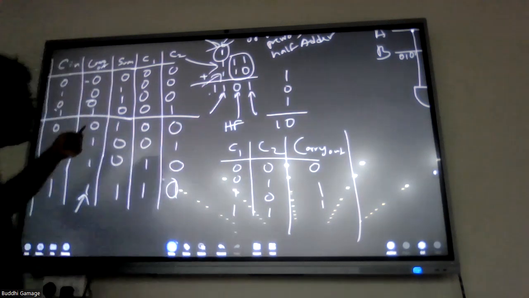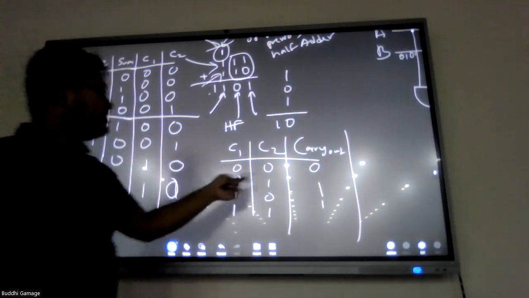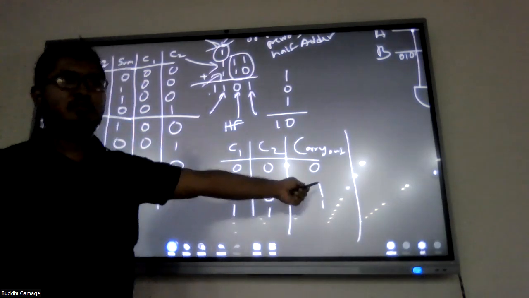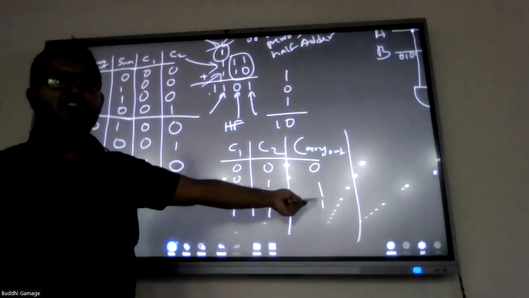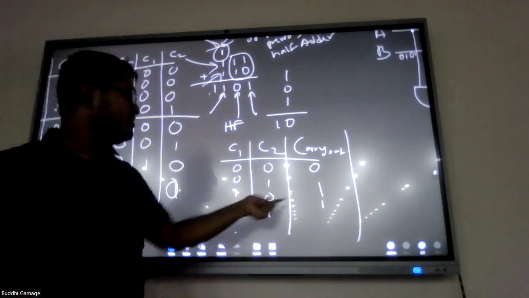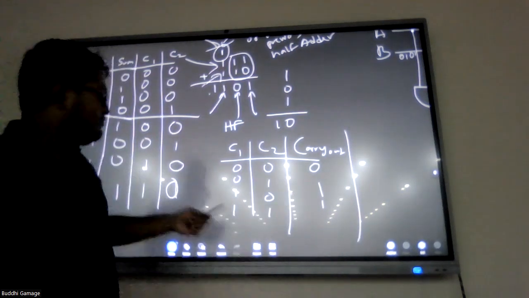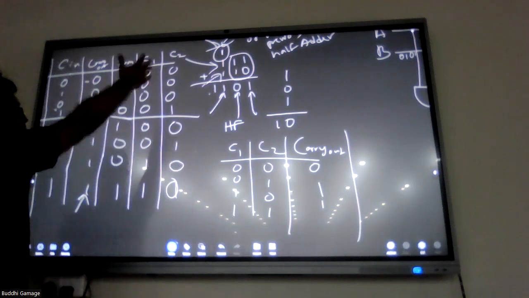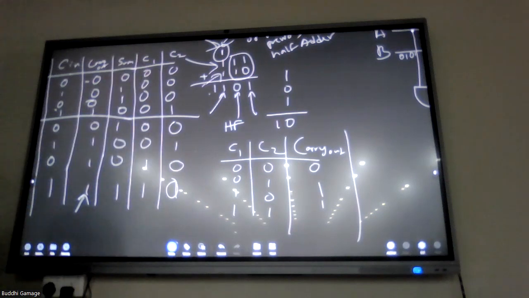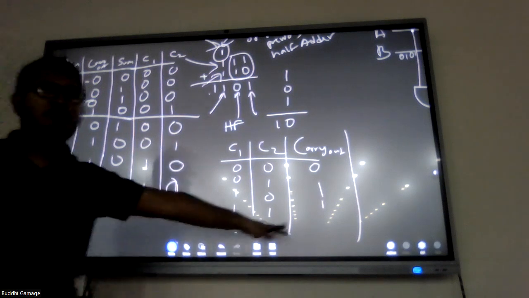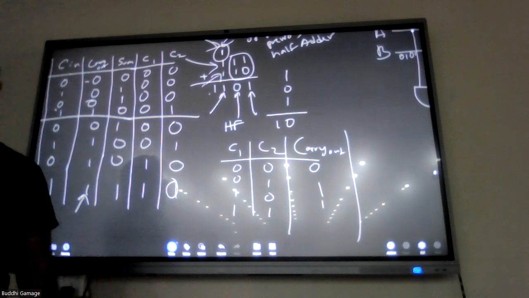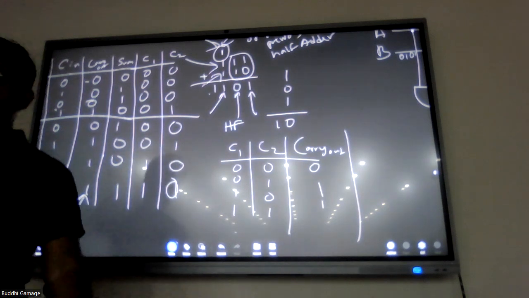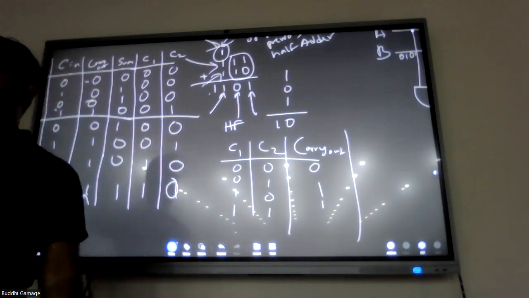By looking at this truth table, we identify that for 0, 0, we are getting carry out as 0. For 0, 1, we are getting 1. For 1, 0, we are getting 1. For 1, 1, we need to find 1, 1 from C1 and C2. There are no 1, 1, right? So what is the output then? No idea? Please raise your hand if you have no idea.